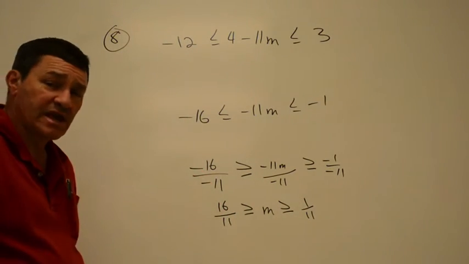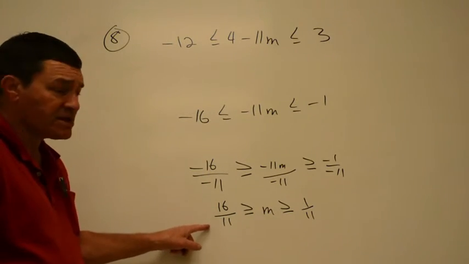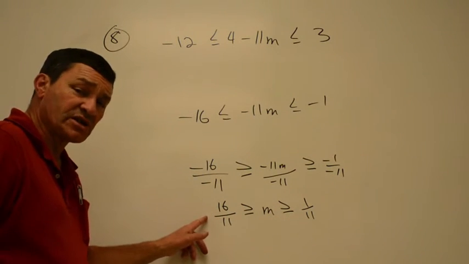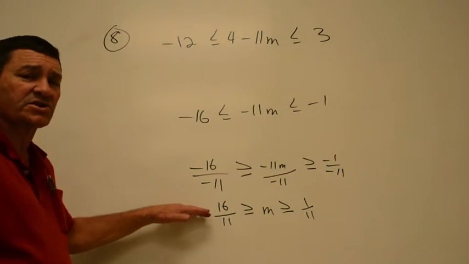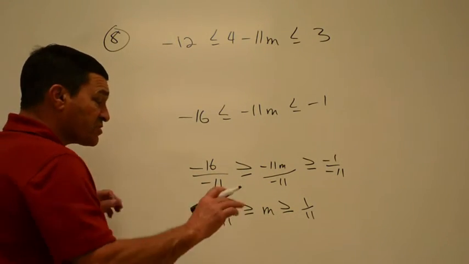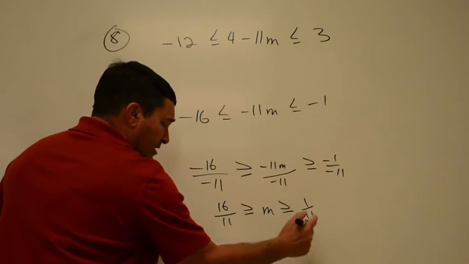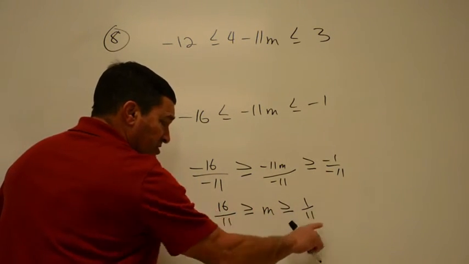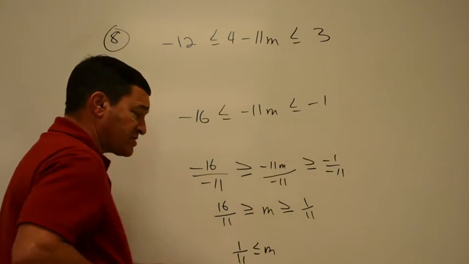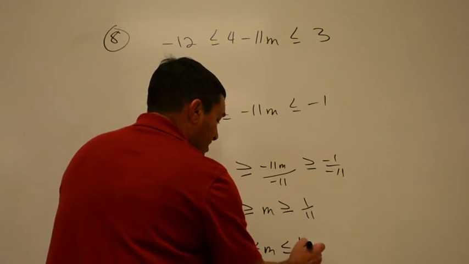Now something odd has happened here. First of all, these symbols are really backwards. Second of all, 16/11 is the larger of these numbers. 1/11 is the small number. 16/11 is the largest. Technically, this is correct, but it's algebraically impolite to write it this way. So here's what I'm going to do. Notice the signs. M is greater than or equal to 1/11. I'm going to reverse this. I'm going to put the smallest number on the left, and I need m to be greater than that. So see, the symbol gets reversed again, and is less than or equal to 16/11.